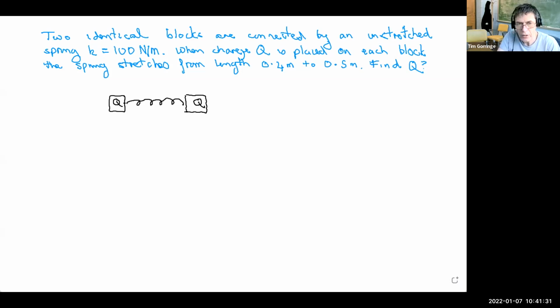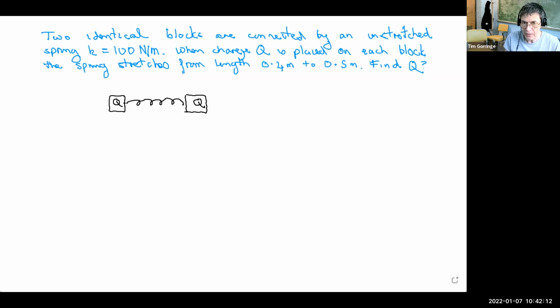I wanted to work through an example problem involving Coulomb's law and involving forces in general. In this problem, we have to imagine that we've got two blocks on a horizontal frictionless table. The two blocks are connected by a spring with a spring constant K. And initially, those two blocks and the spring between the two blocks are unstretched.